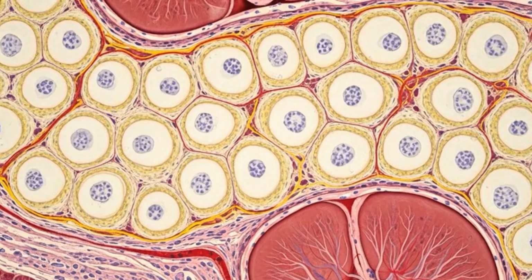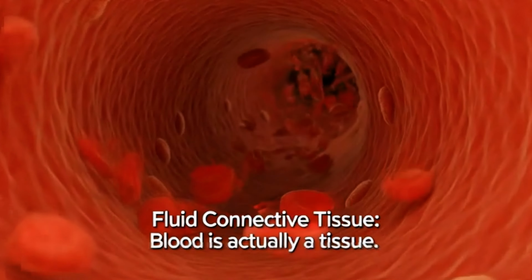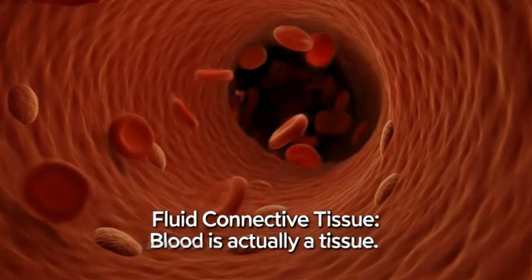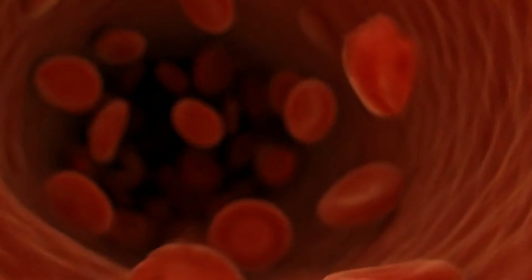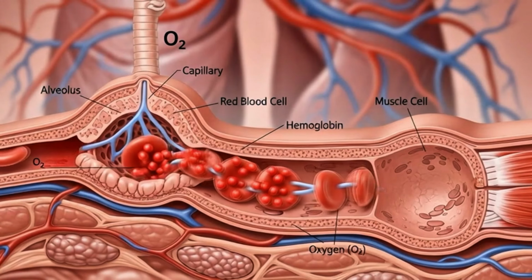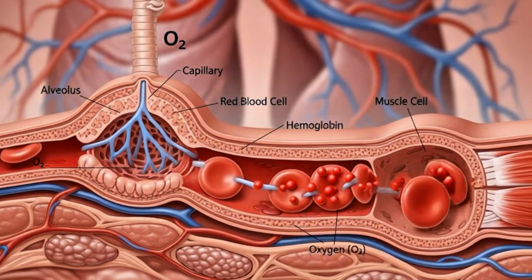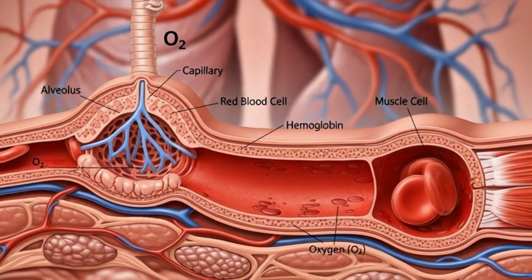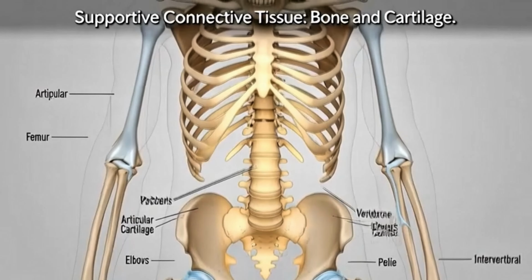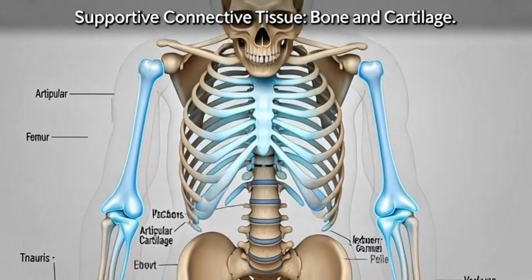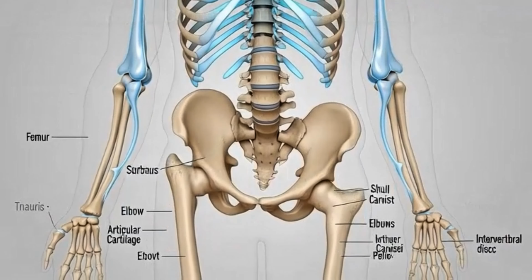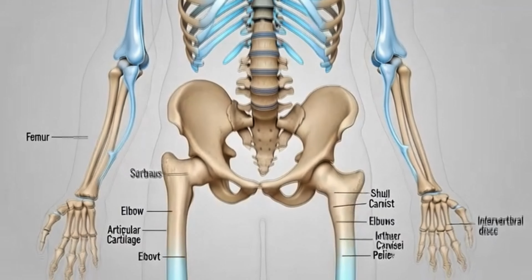Adipose. This is fat. It stores energy and acts as a shock absorber. Fluid connective tissue. Blood is actually a tissue. It connects your lungs to your toes by carrying oxygen between them. Supportive connective tissue, bone and cartilage. These provide the hard frame, the studs of the house.